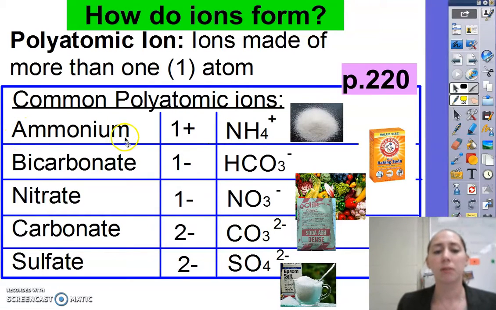So ammonium here is a positive 1 cation. Ammonium is used in a lot of fertilizers. We've got bicarbonate and nitrate. These are negative 1 anions, so negative ions. Bicarbonate is part of baking soda, and nitrate is part of vegetables or for curing meats. You've also got carbonate and sulfate. These are negative 2 anions, so negative 2 charge. Carbonate's in soda ash and is used for making plastics and glass, and sulfates are found in a lot of shampoos as well as Epsom salts.